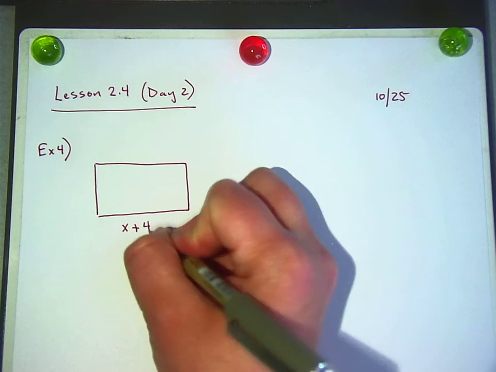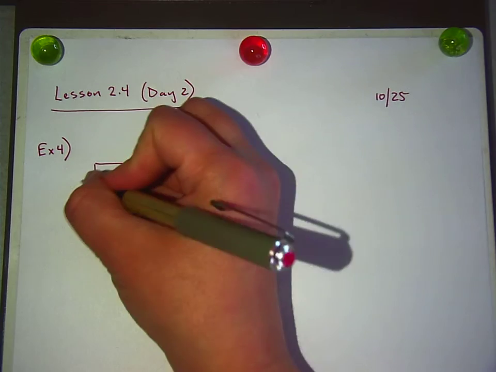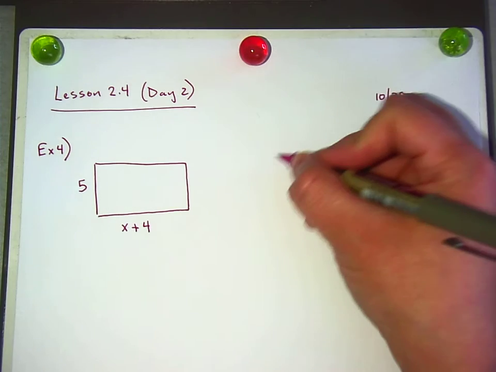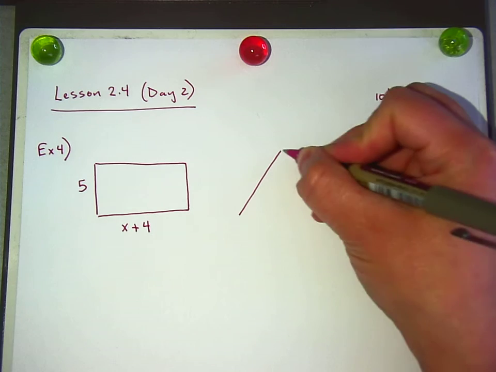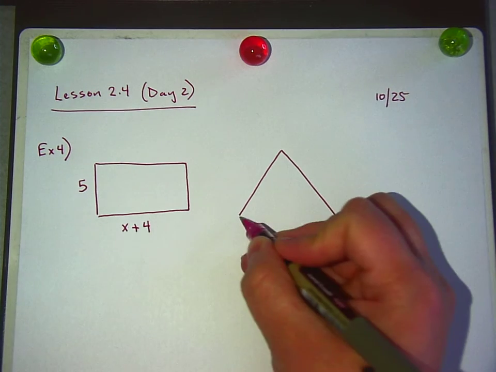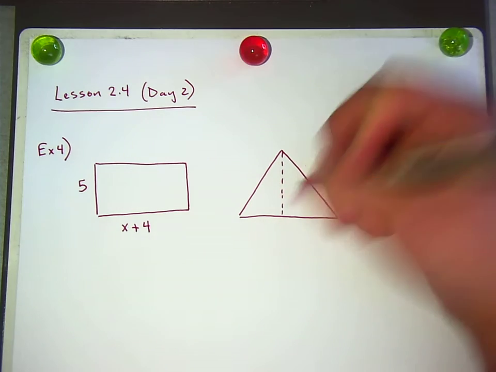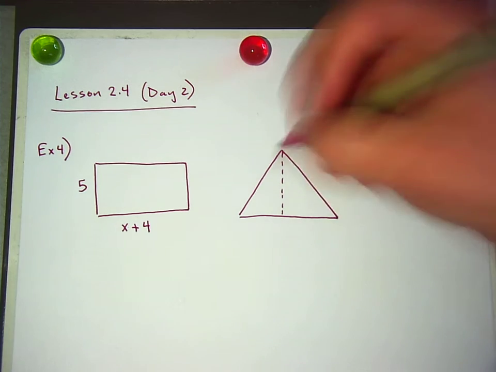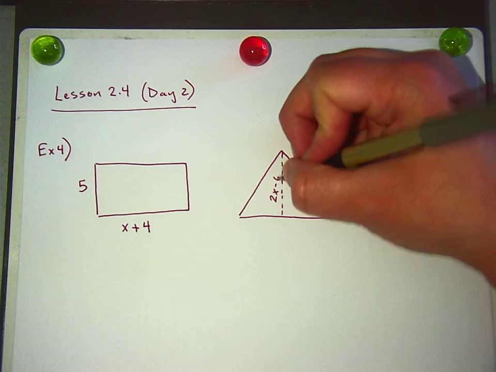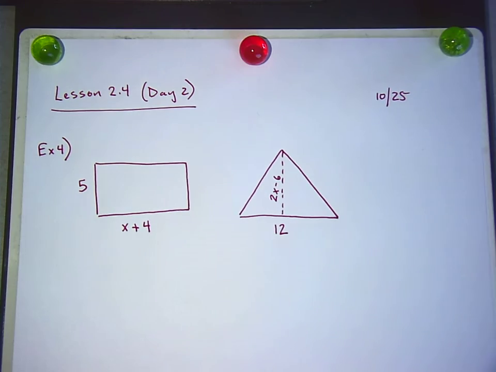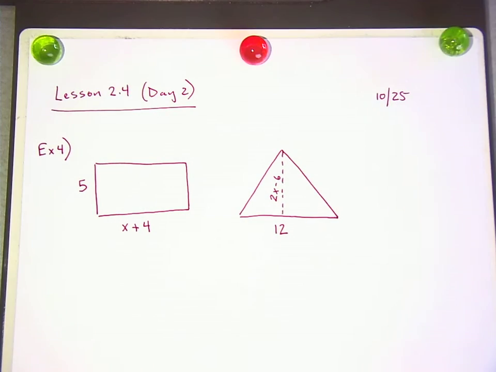Draw a rectangle where the bottom says x plus 4 and the side says 5. And you're going to draw a triangle where the height is 2x minus 6 and the base is 12. And our challenge is writing and solving an equation that shows that these 2 areas are the same.